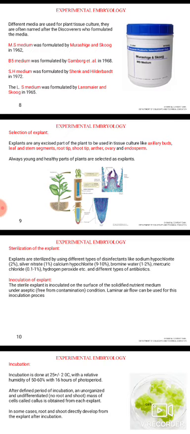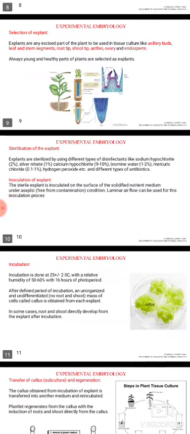Then, after selection of the explant, the second step is sterilization of the explant. These explants are sterilized by using different types of disinfectants like sodium hypochlorite, 2% silver nitrate, 1% calcium hypochlorite, bromine water, mercuric chloride, hydrogen peroxide, etc. and different types of antibiotics.